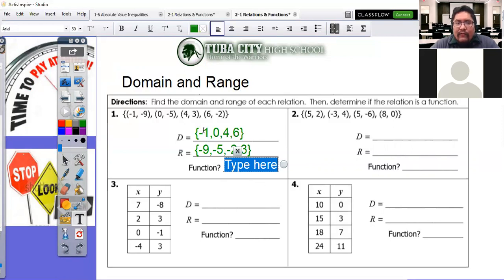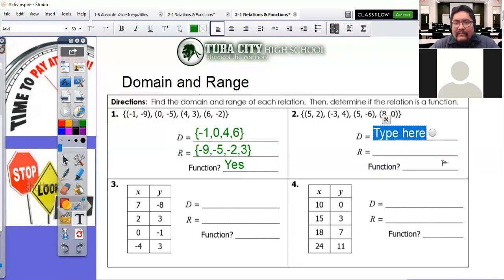So I have 4 ordered pairs, and I have 4 elements in my domain. That means pieces. I have 4 numbers in my domain. So since there's 4 pairs and 4 domains, that means that none of them repeated themselves. So this is indeed a function. So we're going to go ahead and put yes in there, that it is a function. And that's pretty much all there really is to it. That's all we need to do.